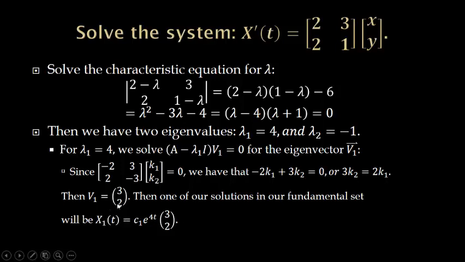This is not the only V1 possible, but what I've done here is for V1, I've just chosen to plug in for K1 1. Actually I plugged in K1 equals 3, I'm sorry about that. If I let K1 equal 3, 3 times 2 is 6, that forces K2 to equal 2. So in this case, I've typed up V1 equals 3, 2. That's not the only way to do it. I could have let K1 equal 1, in which case K2 would have been 2/3.